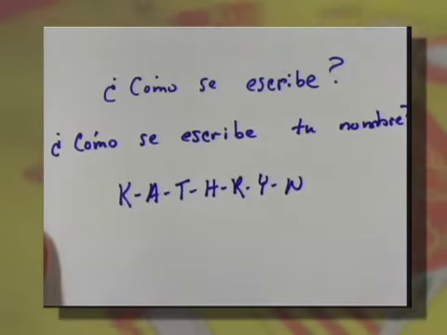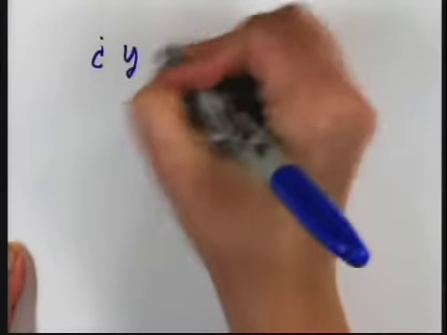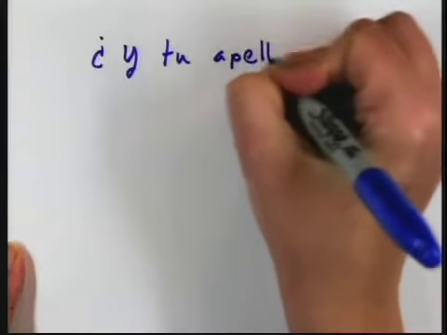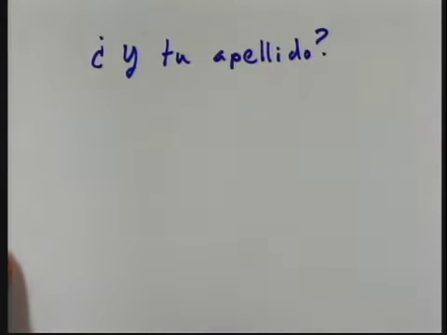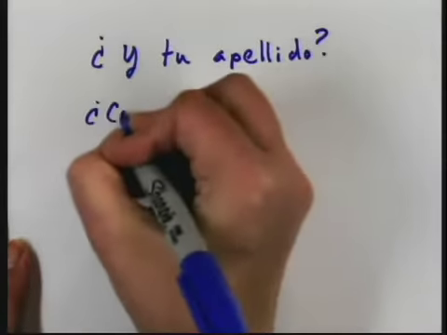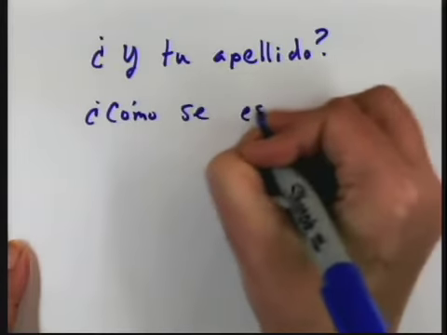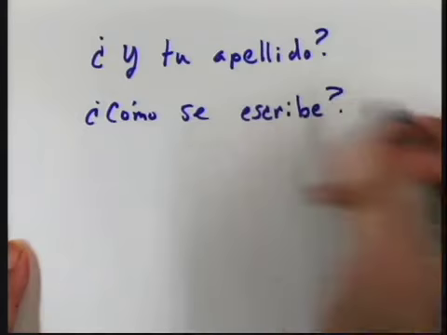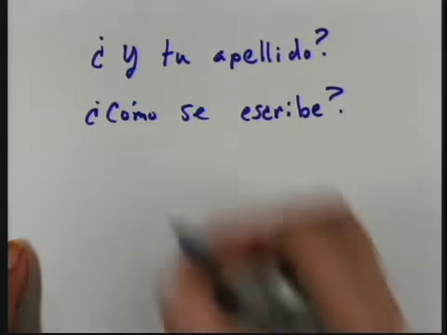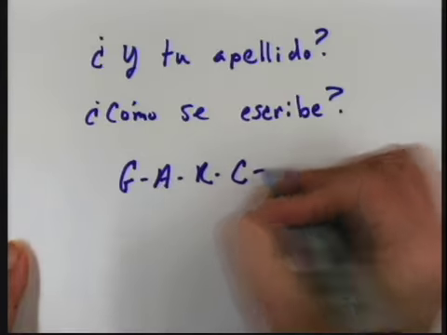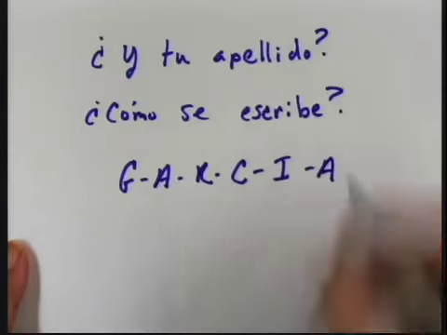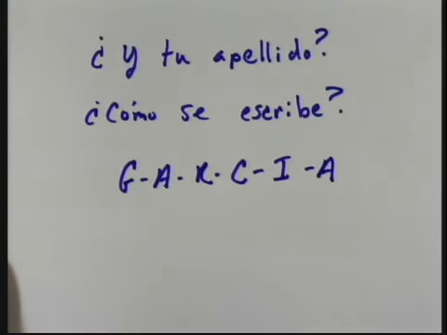¿Y tú? Can you take a minute and write out and spell your name? ¿Y tu apellido? And your last name? Apellido means last name. ¿Cómo se escribe? Mi apellido se escribe Garcia. ¿Y tú? Escribe tu apellido. Write your last name.